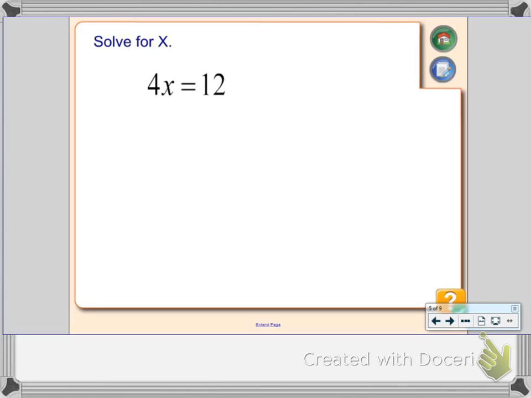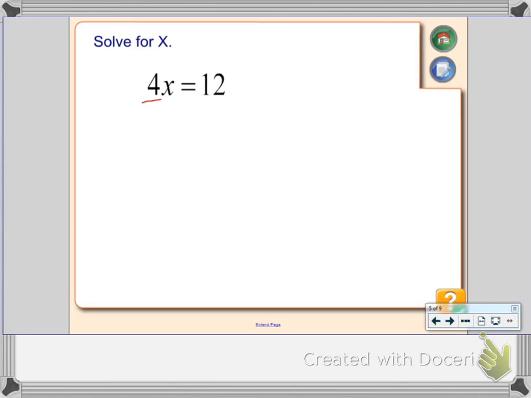Here's our first problem, and you'll notice that we have the 4 and the x right next to each other. We've talked about how when we have a coefficient and a variable, that means those values are being multiplied. So this means 4 times x. Just like before, our goal is to isolate the variable. We want to get that variable all by itself. And in order to do that, we have to use the opposite operation, and we have to make sure we keep our equation balanced. So whatever we do on the left side of the equal sign, we have to do on the right side. In this case, this is a multiplication problem, so the opposite of multiplication is division.